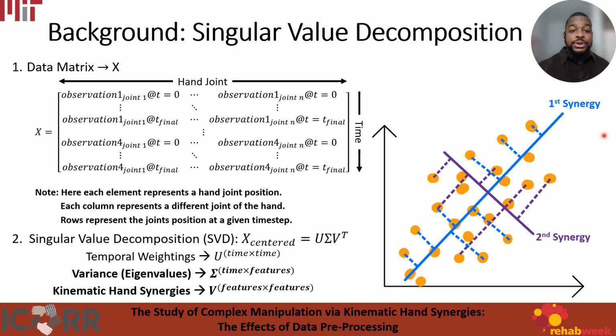For a random set of 2D data, as drawn here, the first synergy will point in the principal direction of motion, as shown in the blue here, and the second synergy will point orthogonal to that direction, as shown in the purple here.